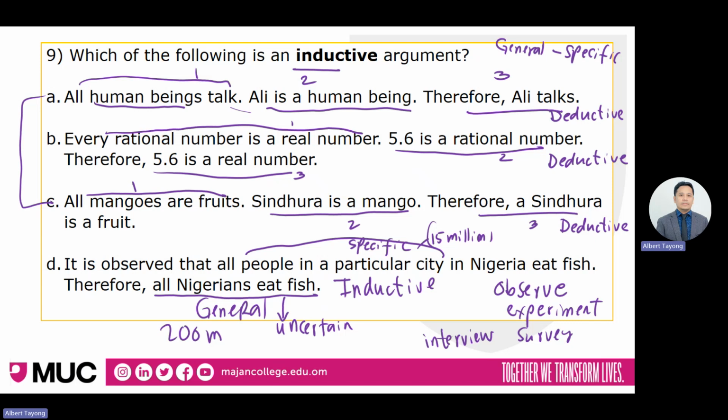In India, for example, we cannot say that all Indians eat fish, or Sri Lankans, because some people are vegetarians, yes? So they don't eat fish at all. Okay, so it is always uncertain when we use an inductive argument because our basis is our observation, our sample, our experiment, or survey. Okay, so that's how to identify whether it is deductive or inductive.